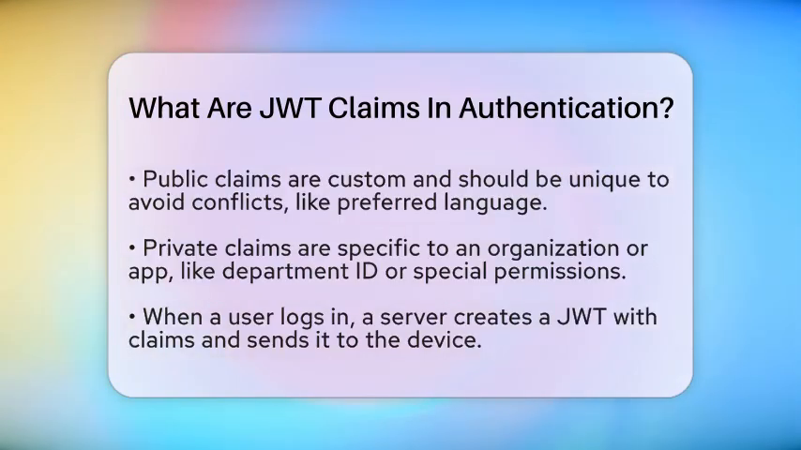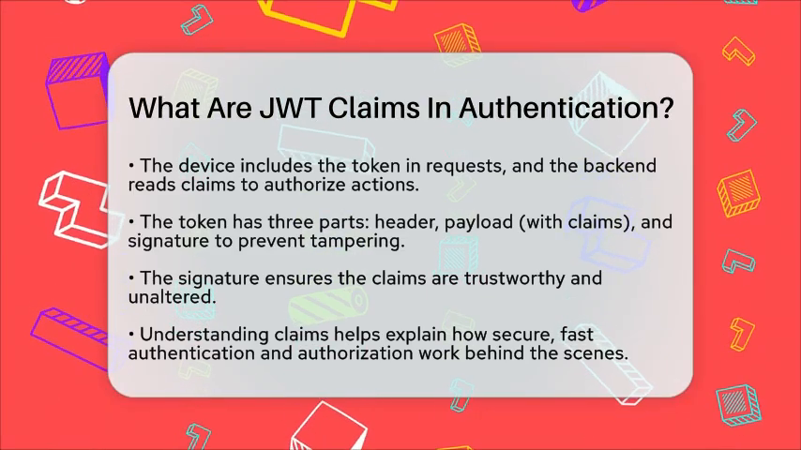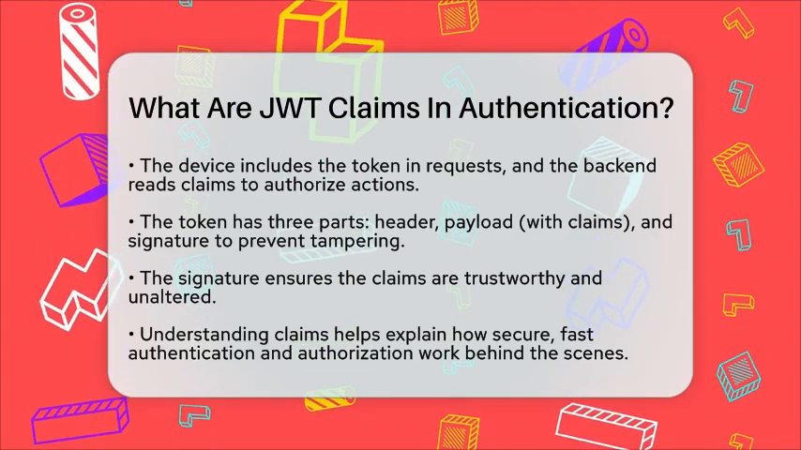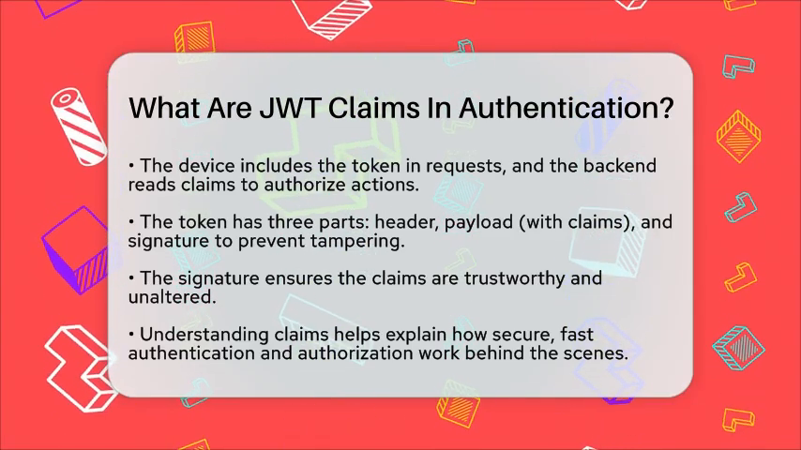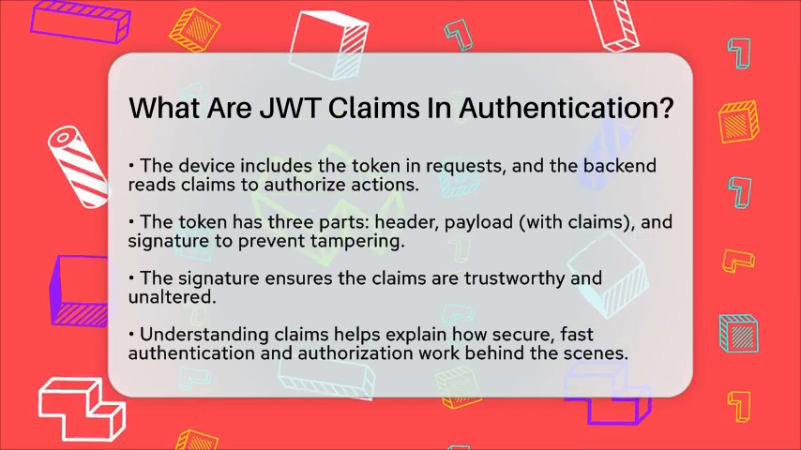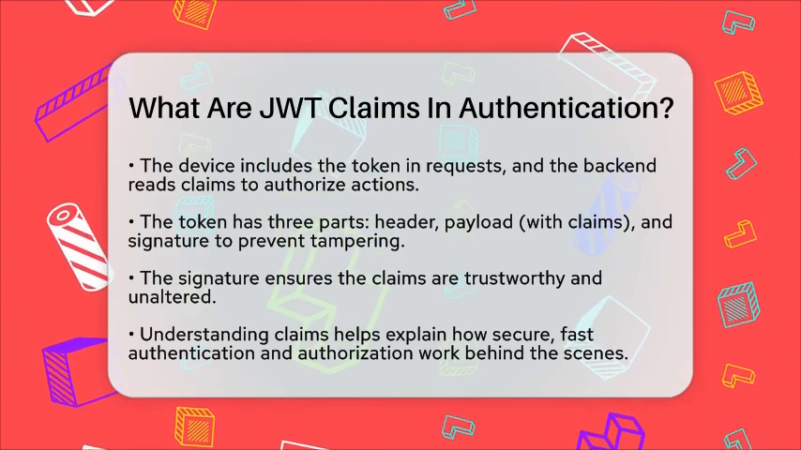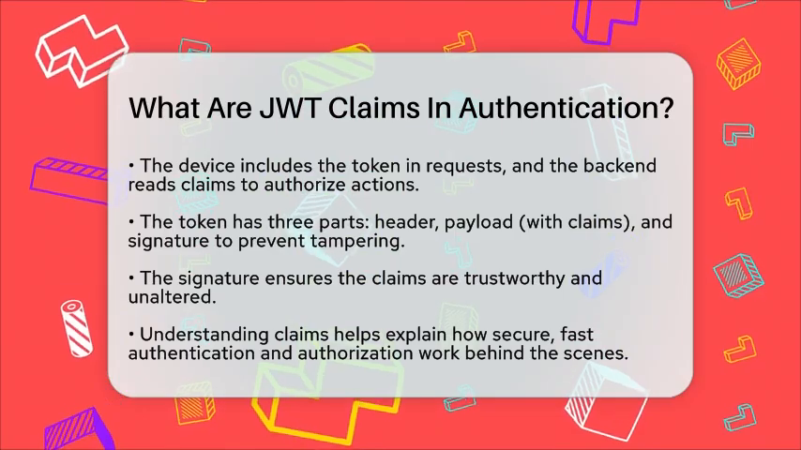The token itself has three parts: the header, the payload, and the signature. The payload contains the claims, which are encoded as a JSON object. This JSON object is then signed to prevent tampering, making sure the claims are trustworthy. This process allows backend systems to quickly verify your identity and permissions without needing to ask for your details repeatedly.